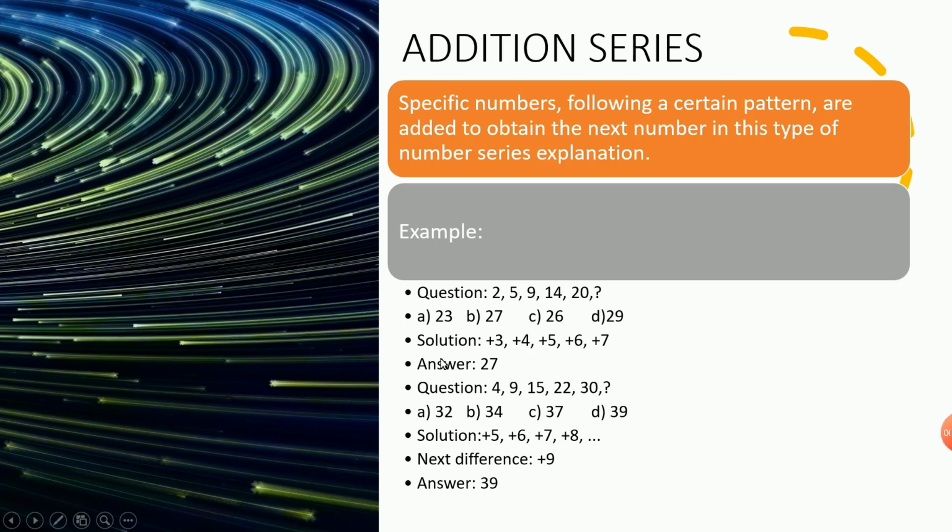Here they have given the solution. The pattern follows like this. The first two numbers, 3 plus 3, next it is 4, next 5, next 6. So the next would be, as a continuation, plus 7. So 20 plus 7, that is 27. That is the answer for this question. That's how this kind of addition series works out.